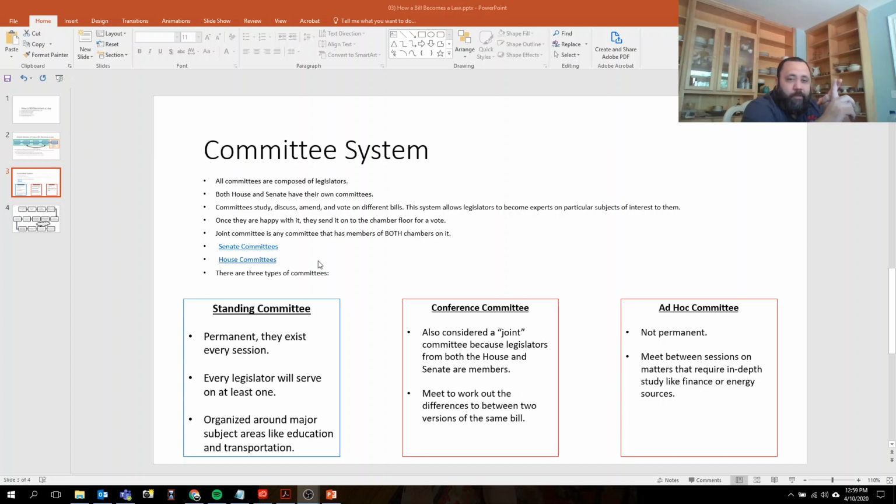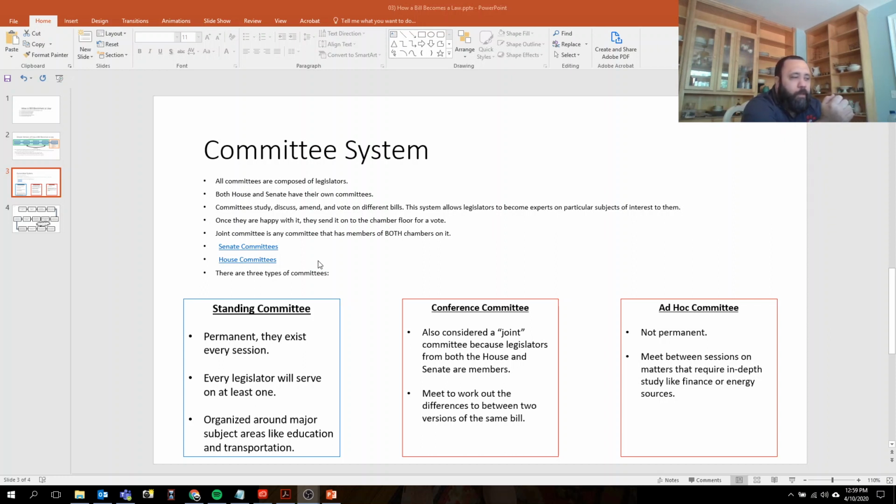Standing committees are composed of legislators from only one chamber. So there's a standing committee on education in the House, and there is a standing committee on education in the Senate, and they do not share membership. They share a topic, education, but they don't share the same people. Every legislator will serve on at least one committee, usually more. The reason this is important, and you've got to remember this, is because it allows legislators to specialize in certain areas, because nobody can become an expert in everything.